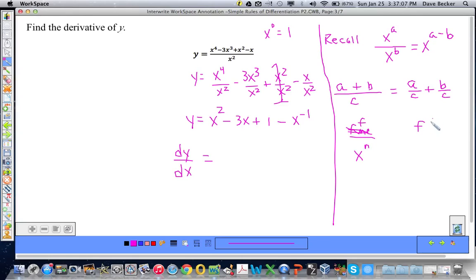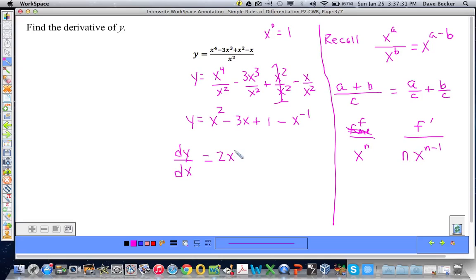Then its derivative, f prime, is equal to x to the n minus 1, and this n comes out front. So n times x to the n minus 1. Okay, so this 2 moves up front, and there's a 1 here. 2 times 1 is 2, x, and 2 minus 1 is 1.